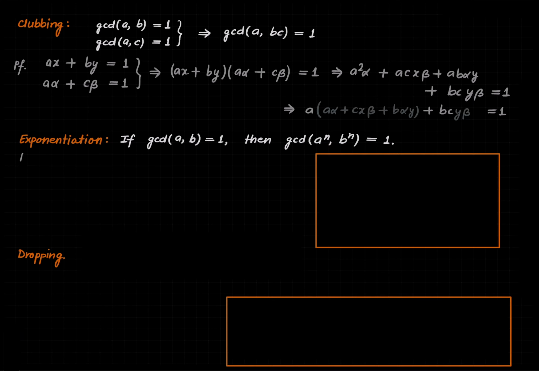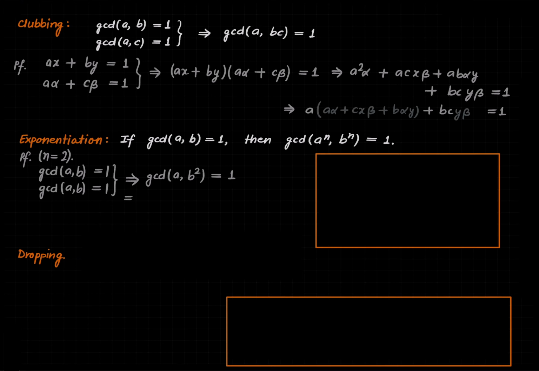Proof is, we can use the previous one. So let me just argue for n equals 2. Why should A square and B square have no common factors? Since GCD of A and B is 1, and since GCD of A and B is 1, I've written the same thing twice for a reason. We apply the clubbing property. We get that the GCD of A and B square is 1. Correct? So this we get by just the clubbing property.